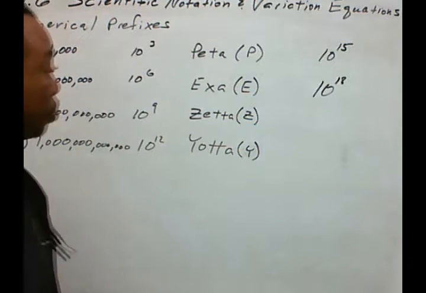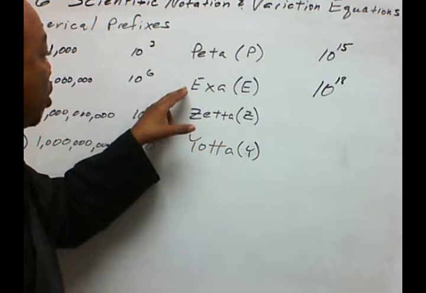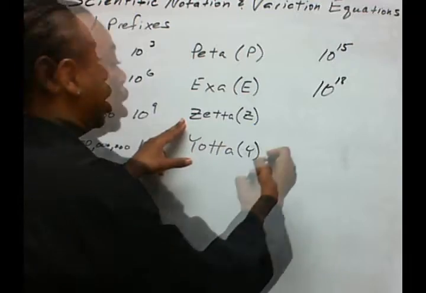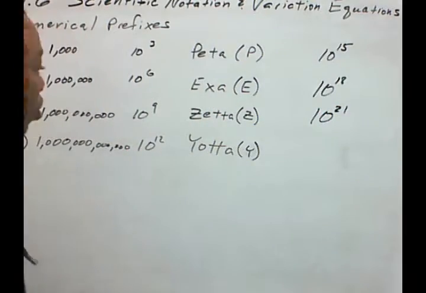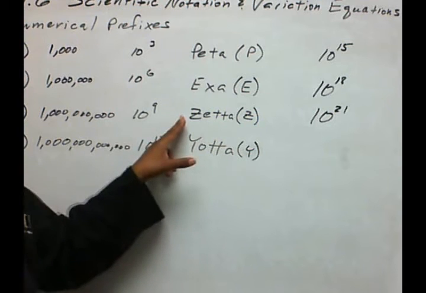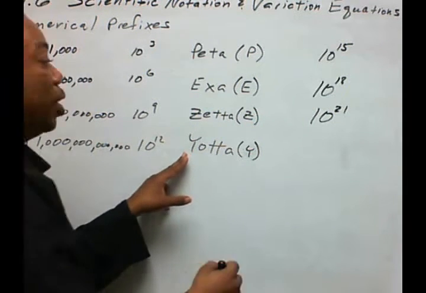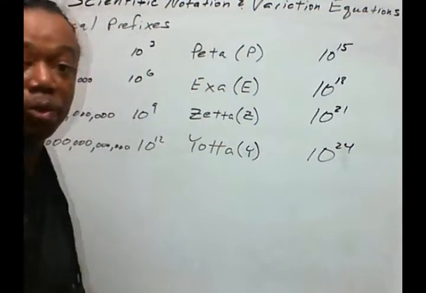Beyond the exa is the zetta. So we're going from a quadrillion, quintillion, to a sextillion, and this one has 21 zeros. After the sextillion comes the septillion, the yotta, and the yotta has 24 zeros.